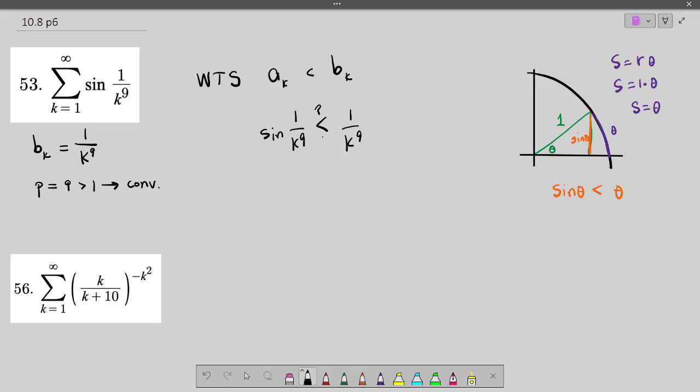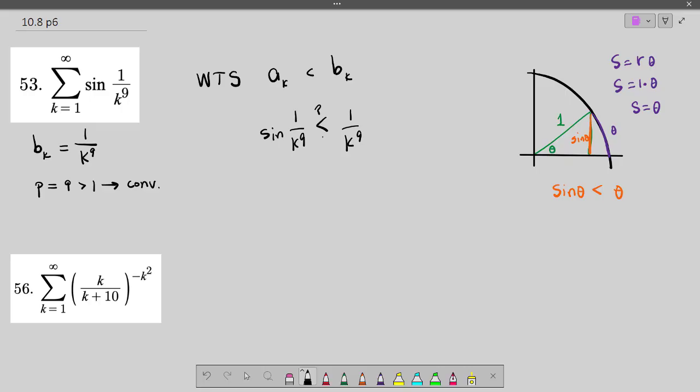And that is true. This is considered a fact that we should know from Calc 1. Just like we know that x is bigger than natural log of x. If we look at the graph of x and natural log of x, it's that same argument. We already know that. That's kind of an accepted fact. There's y equals x. There's y equals natural log of x. x is bigger than natural log of x.